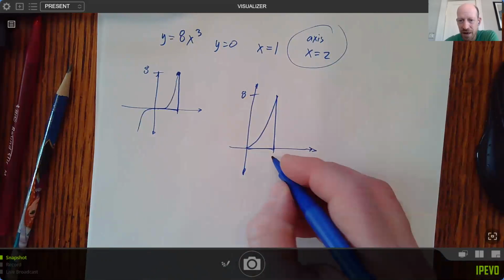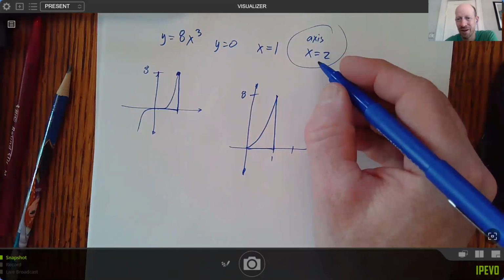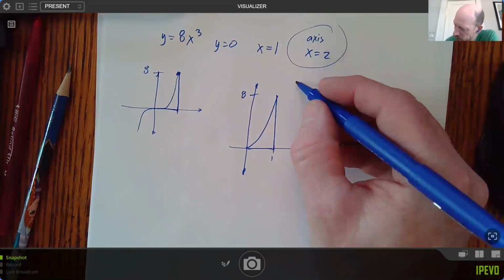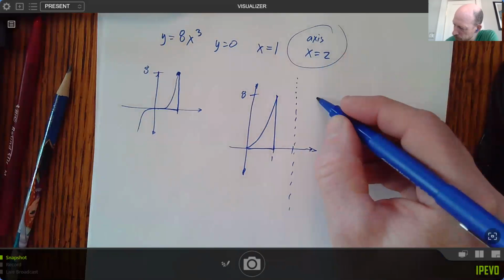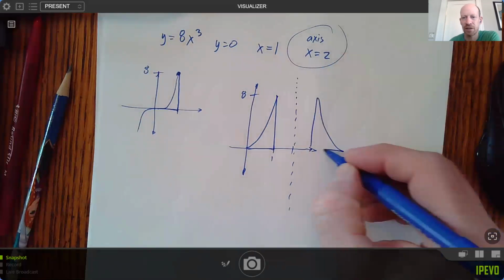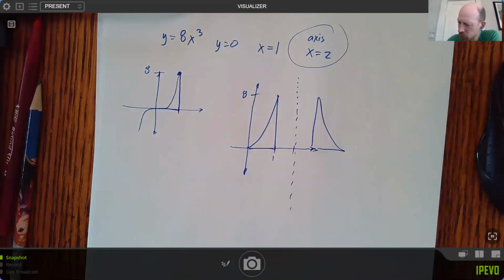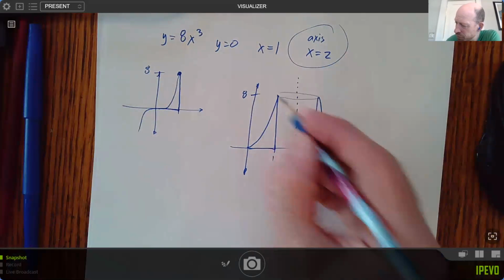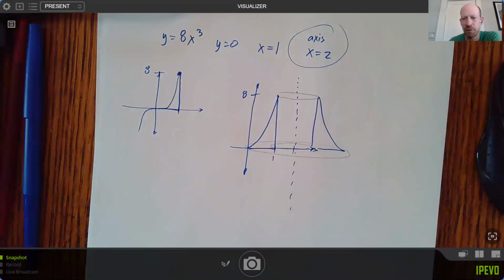My line, x equals 2, again, remember horizontal and vertical lines, right? Don't make an error there. X equals 2 is this vertical line right there. So when I rotate it, I get this sort of mirror image. Again, I wouldn't worry too much about the three-dimensional nature of it, but maybe that helps to see what it is.